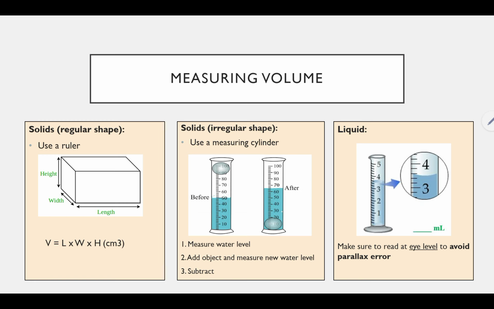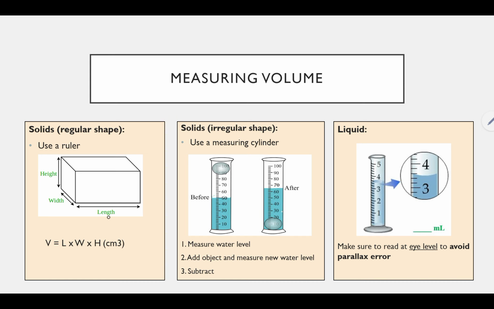Next, we have measuring volume. When we want to measure volume, we have 3 kinds of things we can measure. For example, I can ask you to find the volume of a rectangular block. This is easy. I'll just use my equation. The volume for a rectangular block, as you've taken in math, is length times width times height, and my answer is always in centimeter cube.